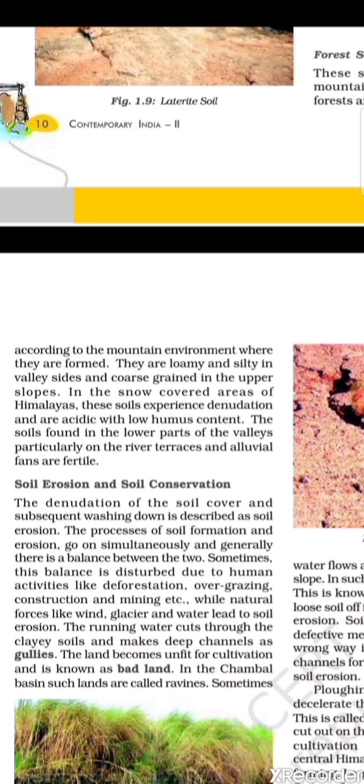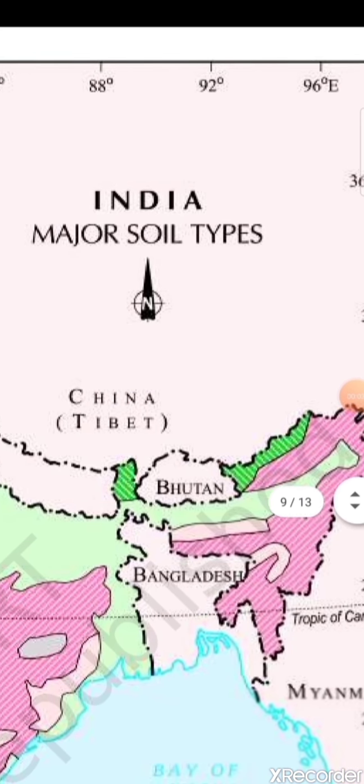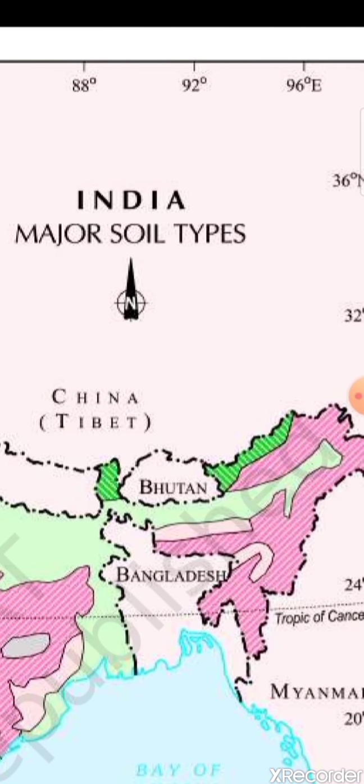Not only this, the soil is loamy and silty on the valley side and coarse grained in the upper slopes. It is acidic with low humus content in the snow covered areas. It is fertile in the lower parts of the valleys, and it is found in the extreme northern part of the country and in some parts of the northeast states.